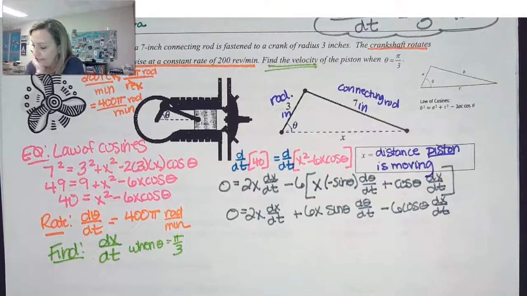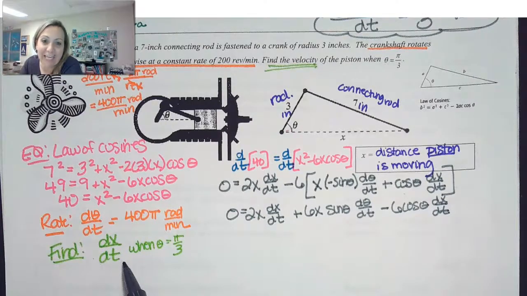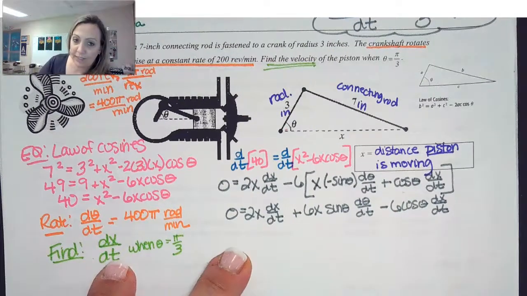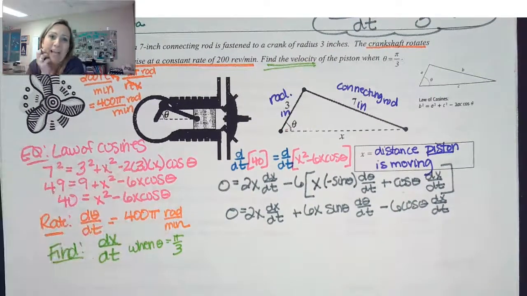Now, what was I trying to find? I was trying to find dx/dt. So that tells me that I'm going to move all the dx/dt terms over to the left. That's how I know. People are like, how do you know if we want this or that? Well, that's why we have this find.